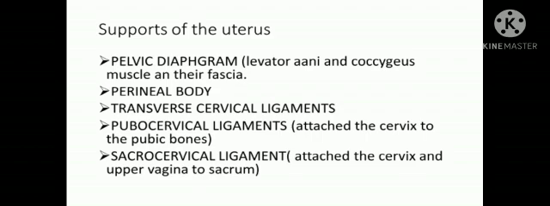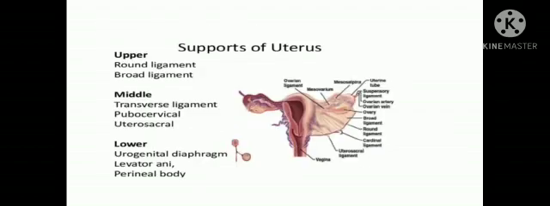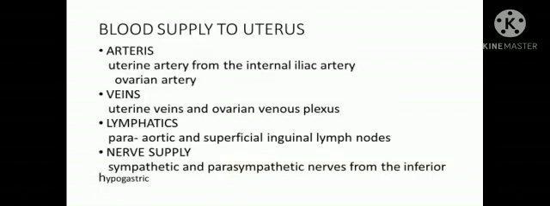Supports of the uterus: pelvic diaphragm, levator ani and coccygeus muscle and their fascia. Perineal body: transverse cervical ligaments. Pubocervical ligaments attach the cervix to the pubic bones. Sacrocervical ligament attaches the cervix and upper vagina to the sacrum. Supports of the uterus: upper, round ligament, broad ligament; middle, transverse ligament, uterosacral ligament; lower, urogenital diaphragm, levator ani, perineal body.